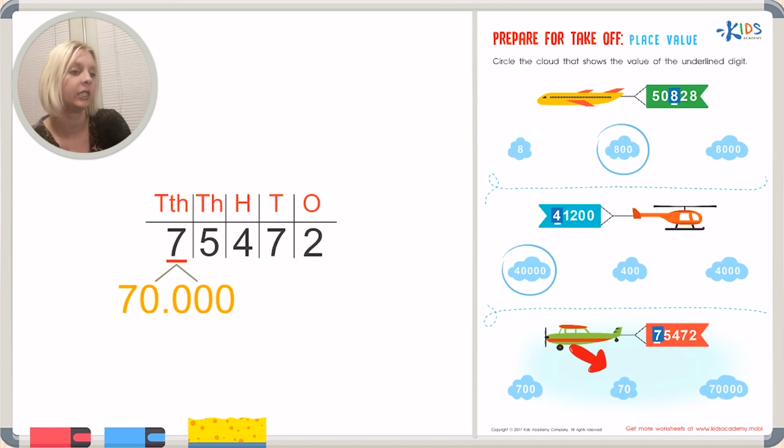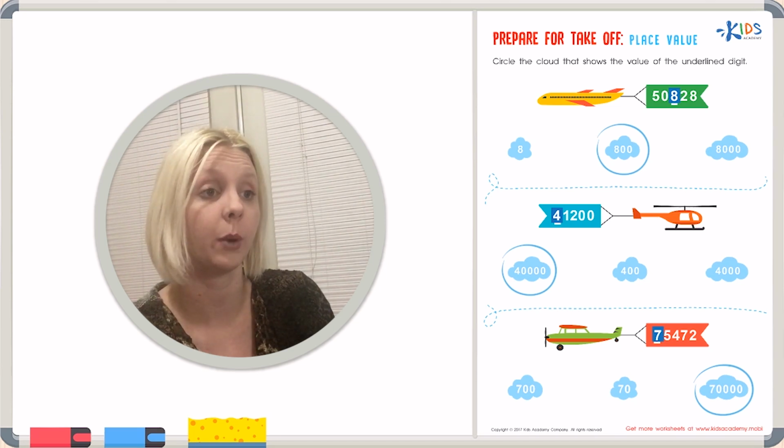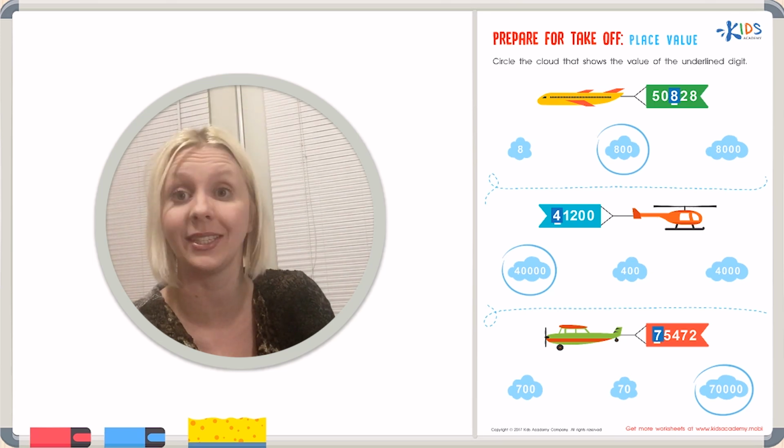That's 70,000. So there we go. We're going to circle that right here. And that is the end of our worksheet for our place value. So great job figuring out what each one of these numbers represents.